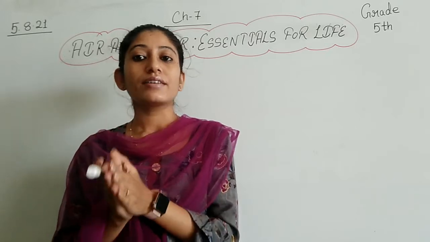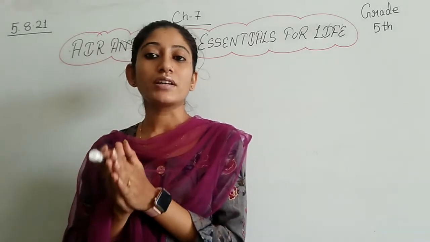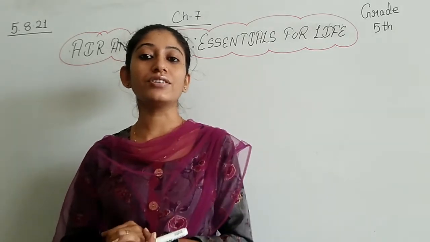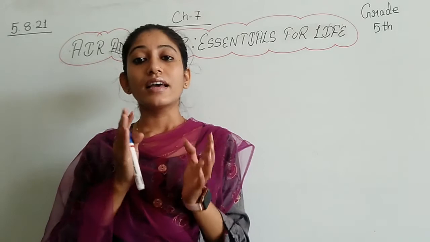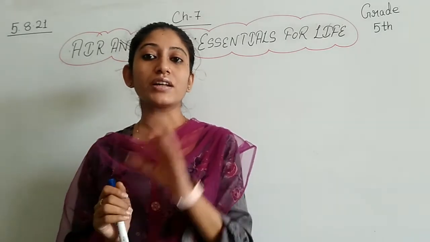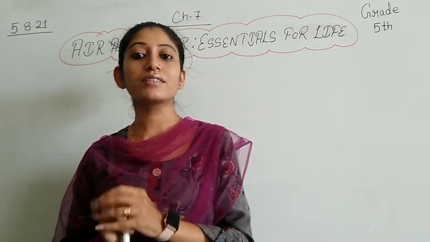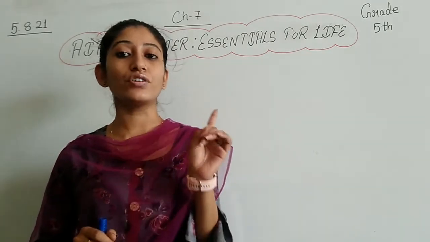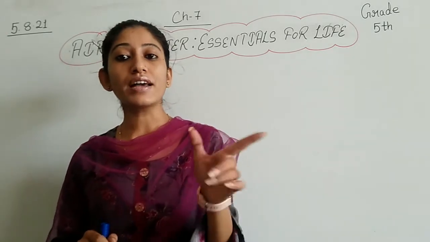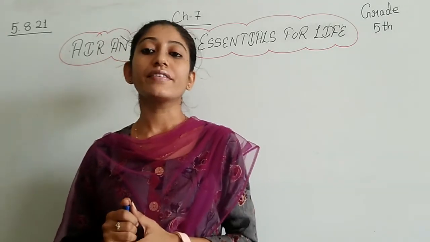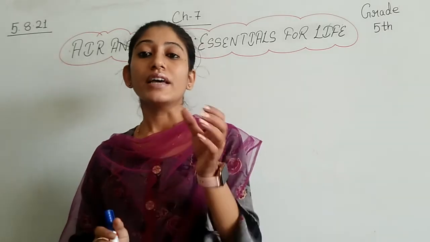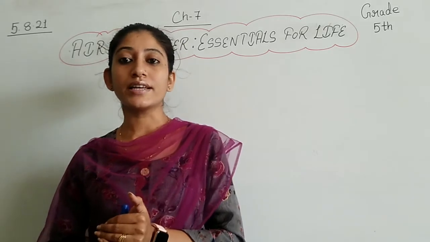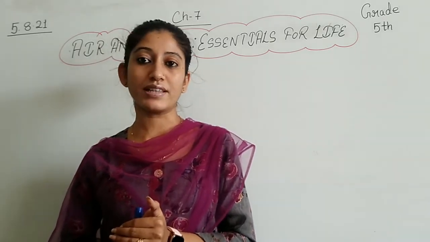Now, when we studied the properties of air, we also came to know that air exerts pressure, and in general it is called atmospheric pressure. The pressure which is exerted by air is called atmospheric pressure. Then in the previous class I also introduced you to a device called barometer, which is used for measuring atmospheric pressure. So all these things we discussed in our previous class.